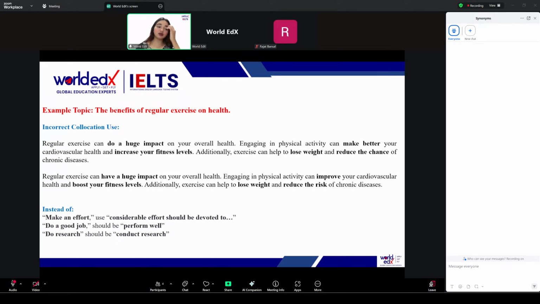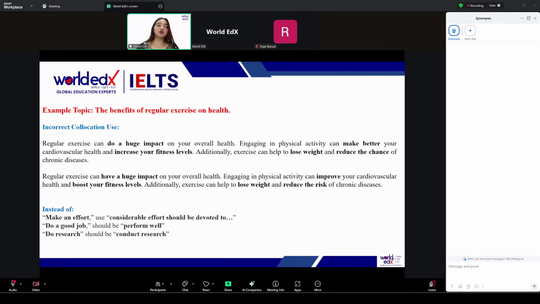Instead of saying you need to make an effort, use considerable effort should be devoted to. Again, this would be used if you are using it in a formal context. In an informal context, you don't really use a lot of formal language. And instead of saying you did a good job, you can definitely say you performed really well.